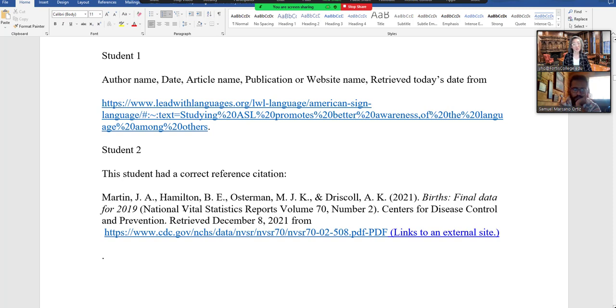So when we do a reference citation, the reference citations come at the end of your paper. And so you have the author's name, then you have the date, then you have your article name, then you have publication name, like where did it come from? And then you have retrieved on what date, and then from web address. So when you write your reference citation, that comes on the last page, after the last page of your paper.